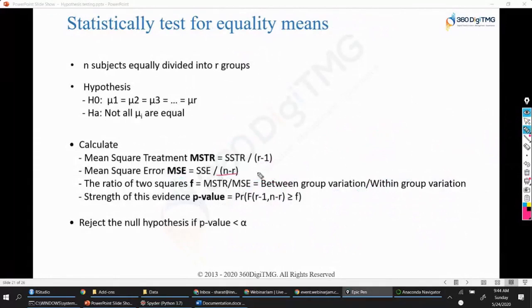Now the ratio of these two is your F statistic, and in ANOVA, the F statistic is used. Between group variation: I want to ultimately find out the variation between the groups, but the decision can be affected by within group variation. So the ratio of these two is your F statistic, and this statistic gives us the p-value. Using the p-value, we conclude the hypothesis. Your null hypothesis says all are equal. Alternate says at least one is not equal.